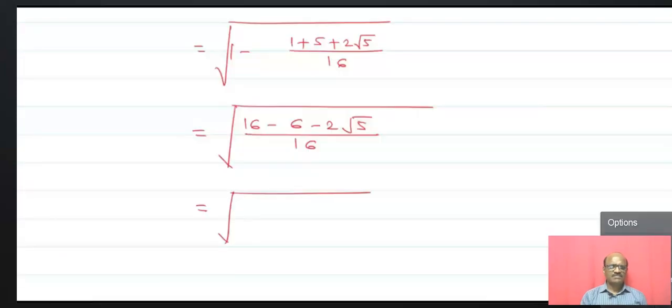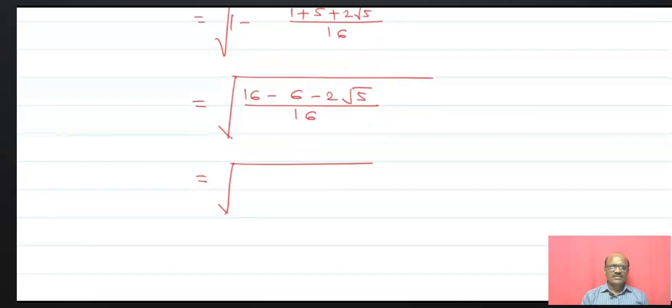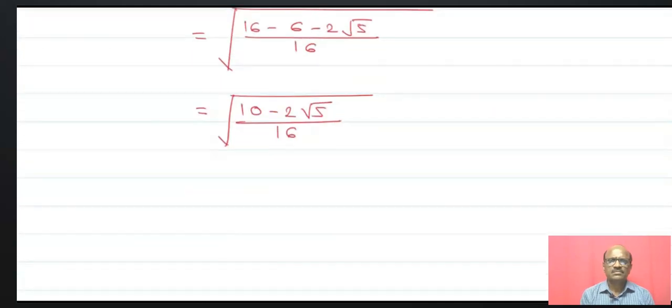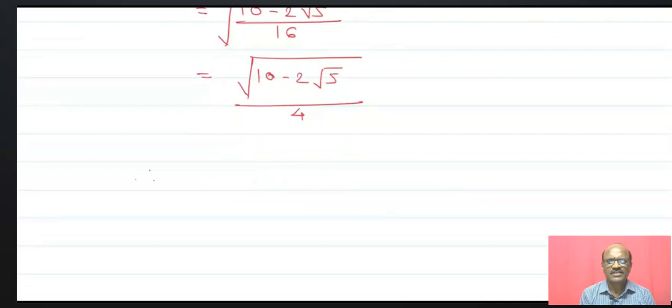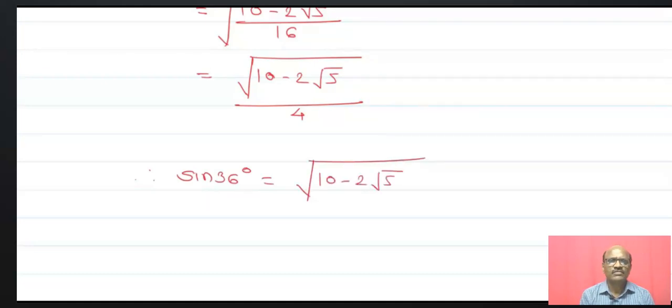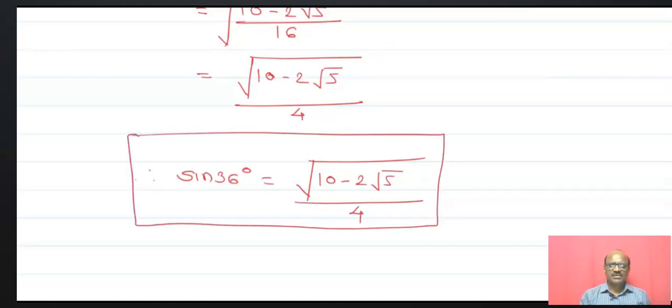Now see this next step. That is 10 minus 2√5 upon 16. You can take 2 as common or simplify. The root of 16 is 4, and that's why the value of sine of 36 is equal to the root of 10 minus 2√5 upon 4. Now the next example.